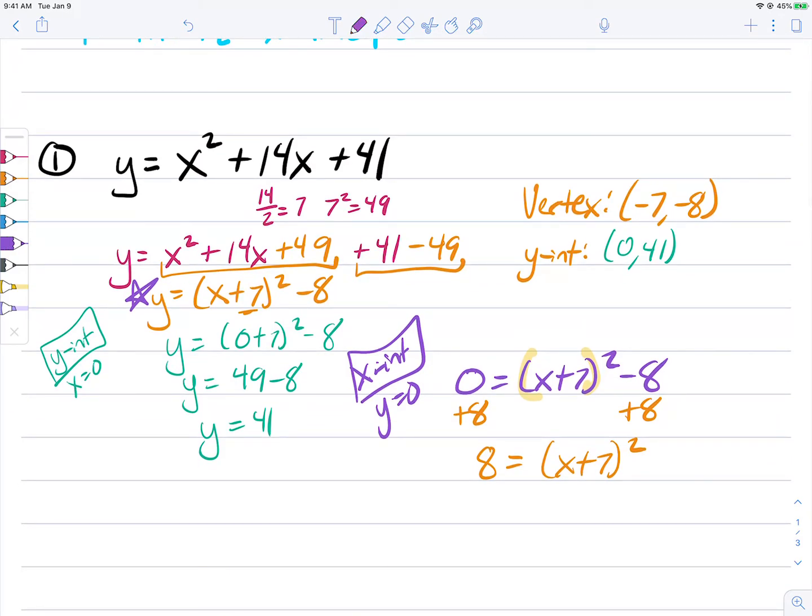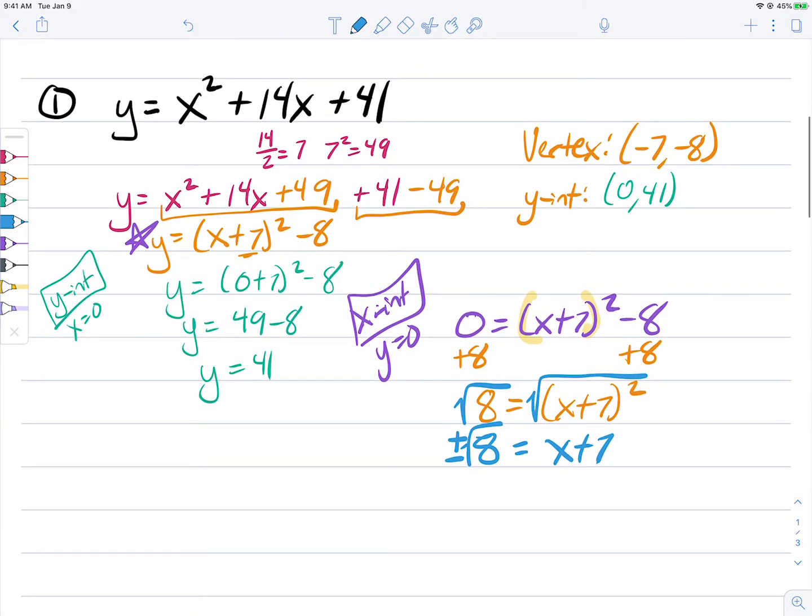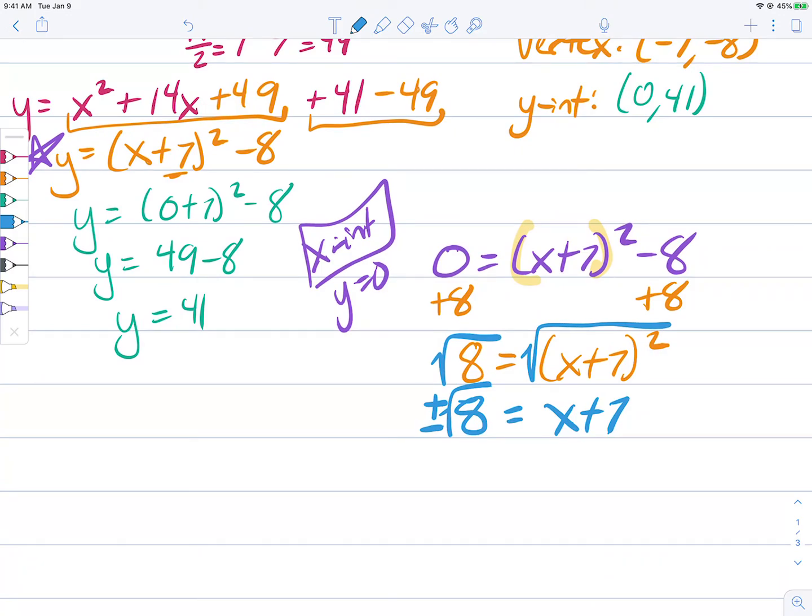And then to undo a square, you square root both sides. But when you take the square root of something, it ends up being a plus or minus answer. So it's the plus or minus version of the square root of 8, and that equals x plus 7. That's because if you square a number, it makes it positive, so its original number could have been a negative.